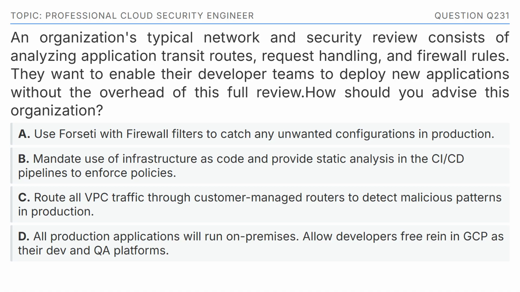The options are: Option A. Use Forseti with firewall filters to catch any unwanted configurations in production. Option B. Mandate use of infrastructure as code and provide static analysis in the CI/CD pipelines to enforce policies. Option C. Route all VPC traffic through customer-managed routers to detect malicious patterns in production. Option D. All production applications will run on premises. Allow developers free rein in GCP as their dev and QA platforms.